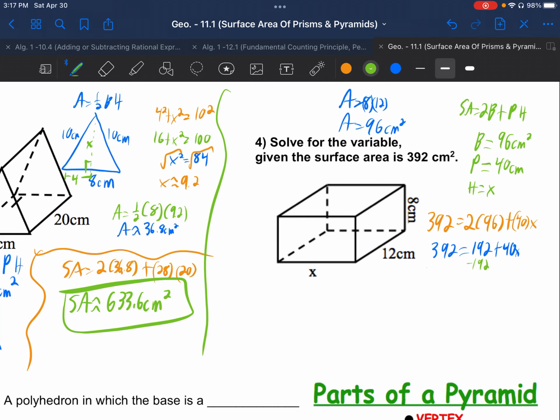Subtract 192, and we end up getting 200 equals 40x. Well, to get x by itself, you divide by 40. And x ends up being 5 centimeters. So that was that missing length there.